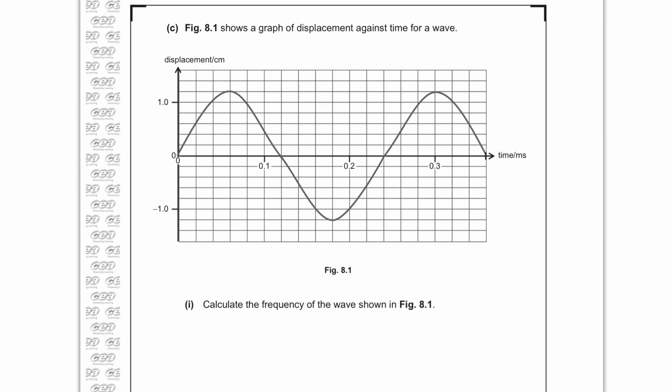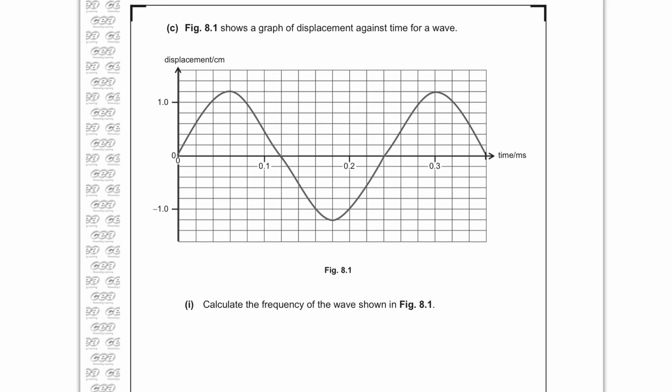Part C, figure 8.1, shows the graph of displacement against time for a wave. Calculate the frequency of the wave as shown. So this is a time graph, so we need a period. The period will come at the end of one cycle. One cycle ends here, or you can count 1.5 cycles if you want, but we've got a nice round number at the end of one cycle here.